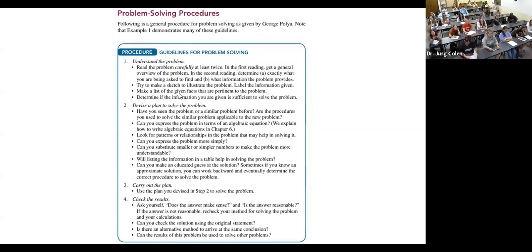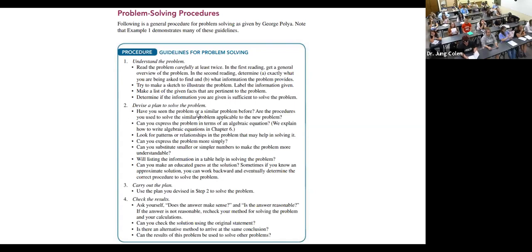Try to make a sketch to illustrate the problem, because sometimes the problem is so complicated. If you make it into a picture, it makes more sense to you. It does to me a lot of times. So I change the word problem into either a mathematical expression or I draw a picture to illustrate that. You can make a list of the given facts that are pertinent to the problem, right? And determine if the information you are given is sufficient to solve the problem, or if you need more information, you can find it out.